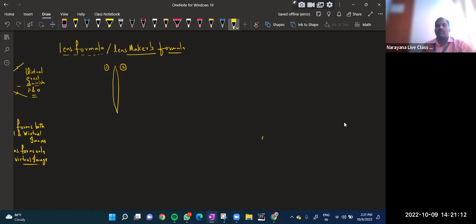So, this is mu 1, naturally this is mu 1. And here it is mu 2 only. Understood? Okay. And its radius of curvature is R1, and the other radius of curvature is R2.